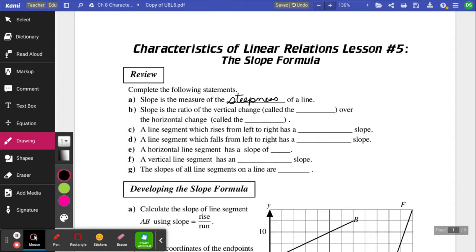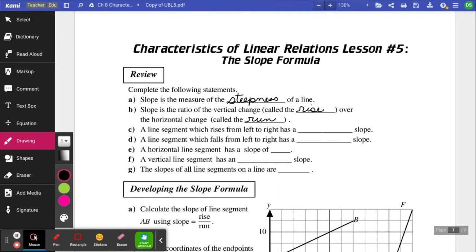Slope is the ratio. Kale, you fill this one out. The slope is the ratio of the vertical change called the blank over the horizontal change called the something. Rise and run. Well, thank you, Kale. Rise and run. Excellent. Rise over run.